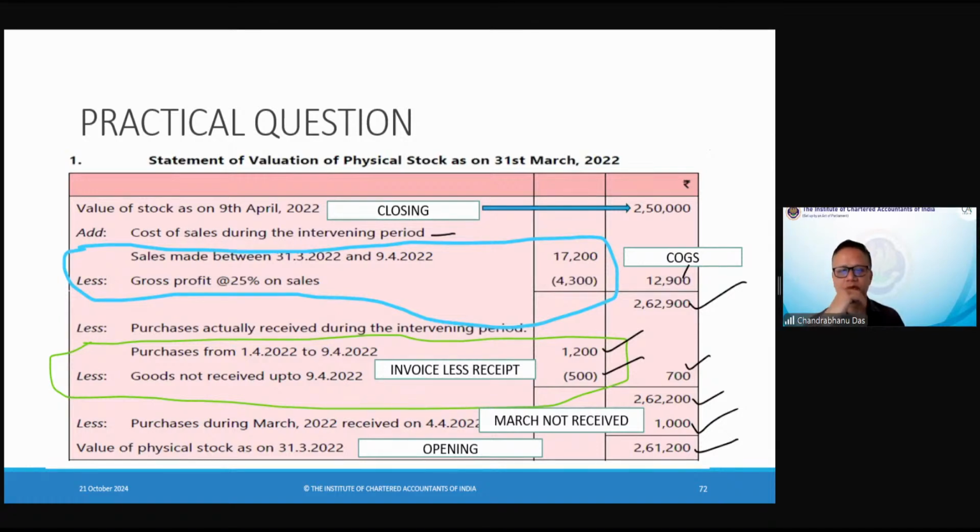Now, once you find the gross profit margin, you can think of what the cost of goods sold should be, and what the purchases should be. Apart from that, think of how consignment sales, sales on approval, sales return, and purchase return are to be treated. Then whether goods are received or not. There is other information which will be helpful for you. Analyze this information, and then you find the value of physical stock. Definitely with this approach, you can solve the questions.